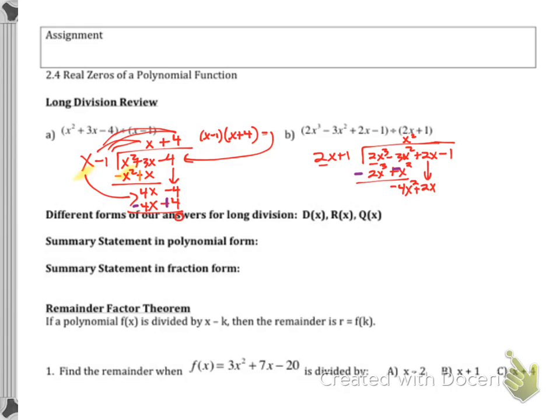Now 2x goes into negative 4x squared, negative 2x times, and then you multiply through, change the signs and add down. Bring down the next term. 2x goes into 4x just 2 times, multiply through, change the signs, and we get a remainder of negative 3, and you always write that over the divisor, 2x plus 1 in this case.